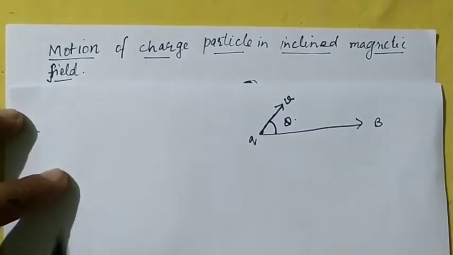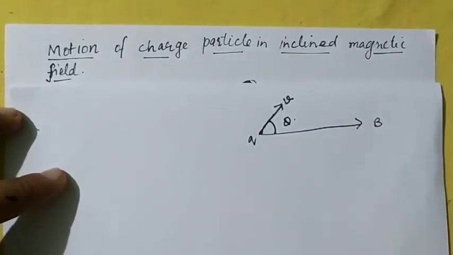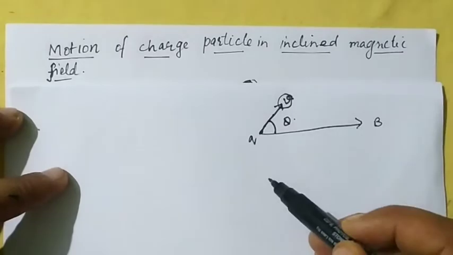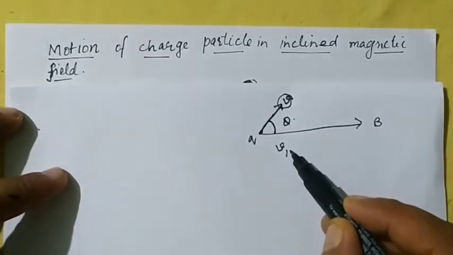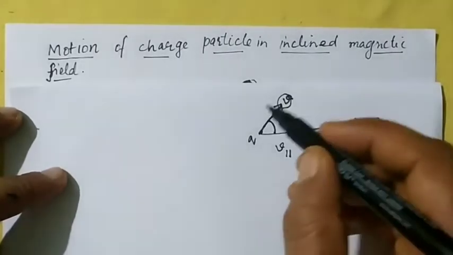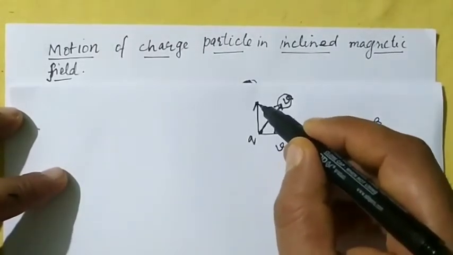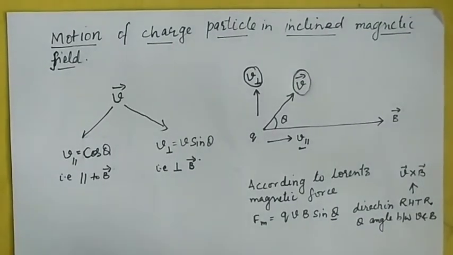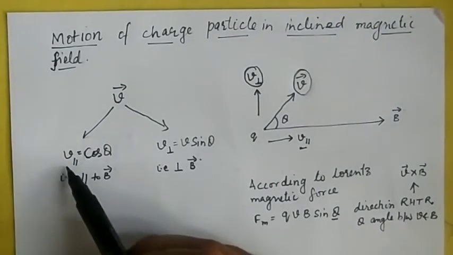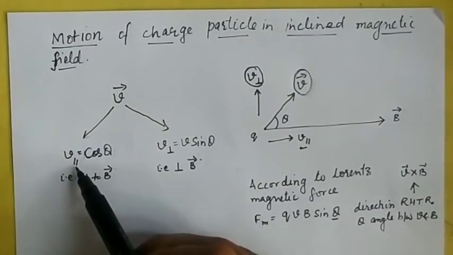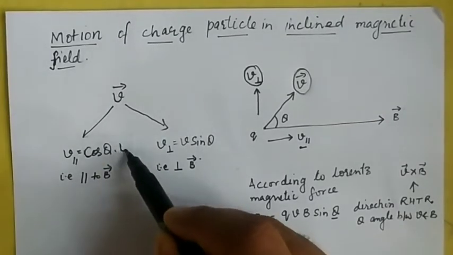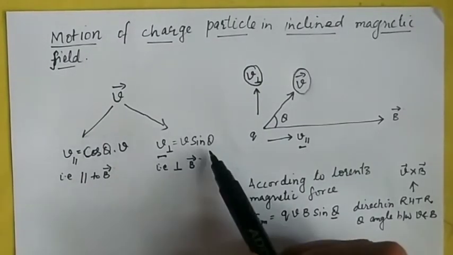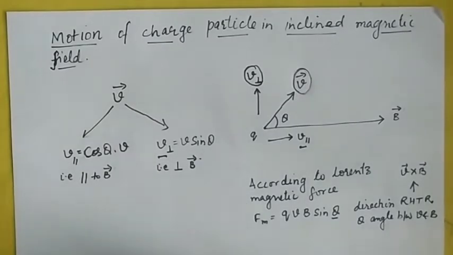So to know how this particle will move, I will divide this velocity into two parts. The velocity along the direction of magnetic field, we call it v parallel, and the velocity along the perpendicular direction to the magnetic field, v perpendicular. Velocity parallel, that is along the direction of magnetic field, is equal to v cos theta, and the other part, v perpendicular, is v sin theta, that is perpendicular to the magnetic field.